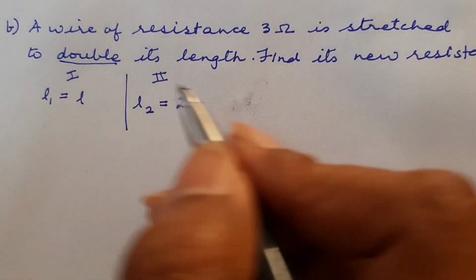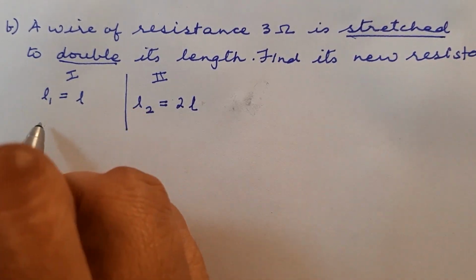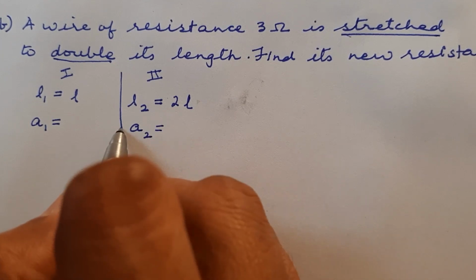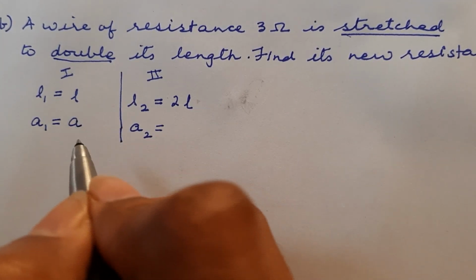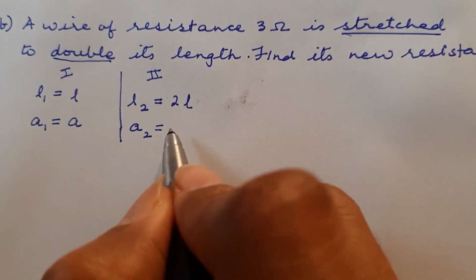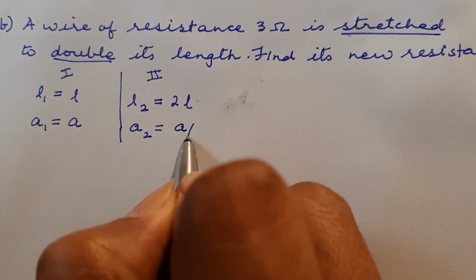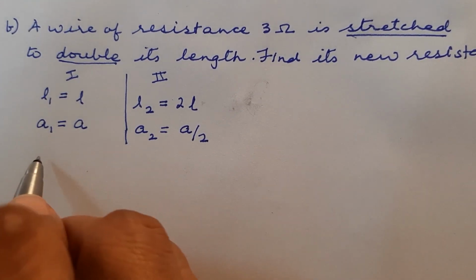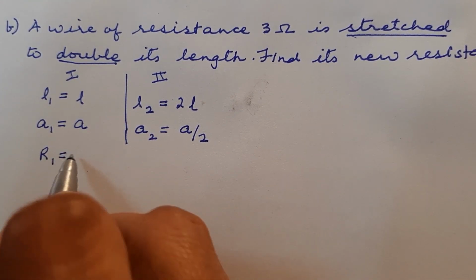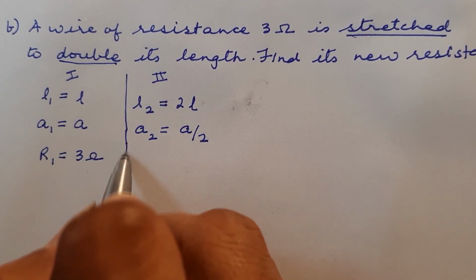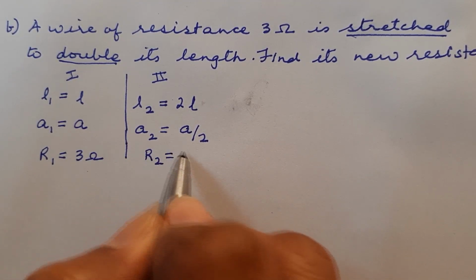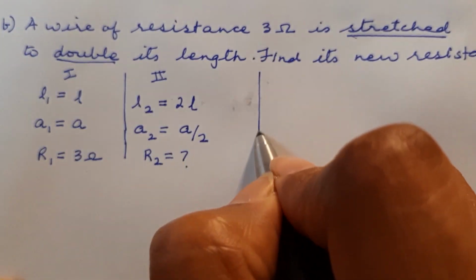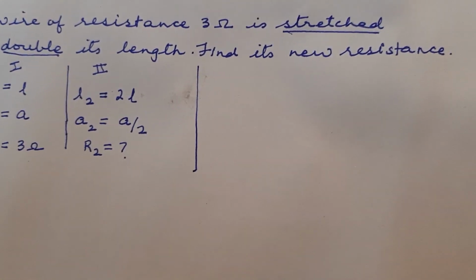Now, if you stretch it, your area of cross section is not going to remain the same. What will happen to it? If earlier it was A, then now it becomes A upon 2 because you have stretched it to double. And your R1, that is resistance, is 3 ohm, and you have to find R2 equal to how much? And so I'm going to show the solution here itself, this side.